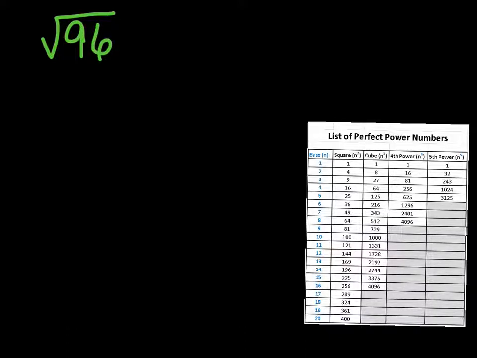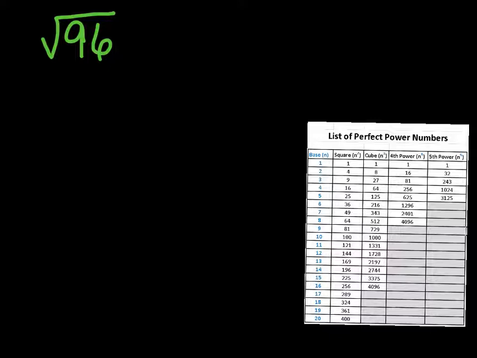96 is not a perfect square, but I can find perfect squares that divide evenly into 96. I'm going to use my list of perfect powers that I have here. It's always handy to have this list with me when I'm doing problems like this, instead of trying to think of these perfect powers off the top of my head.